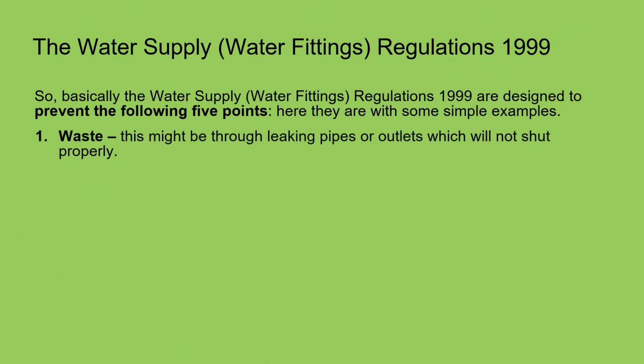So waste. This might be through leaking pipes or outlets which will not shut off properly, so dripping taps, controls and things like that. So if you've got a leak in the pipe work, you've got to fix it, because we're wasting the pipe, we're wasting water.